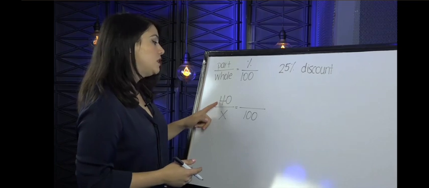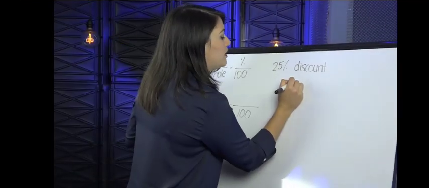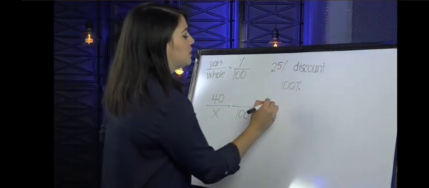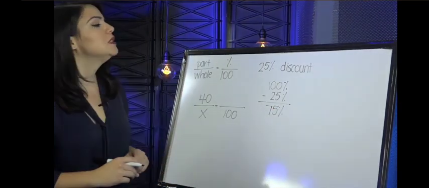So she got a discount of 25%. We need to figure out what percentage this is from the original price, and that is what we're going to place here. So we're adding an extra step to our original equation. We know that the whole is 100%. And if the discount is 25%, let's minus that. So we can get the percent that was actually paid, and that is 75%.